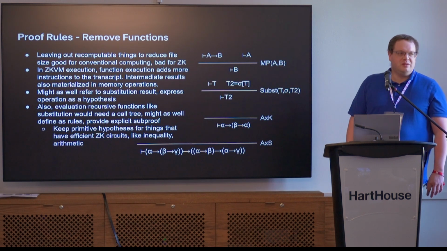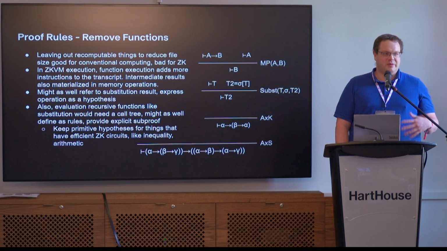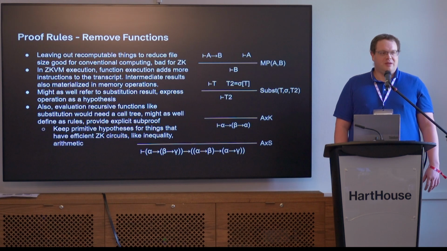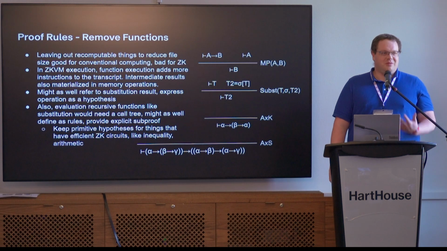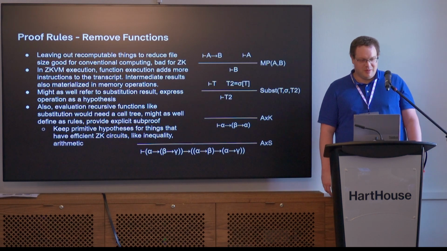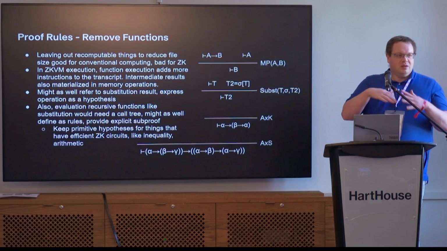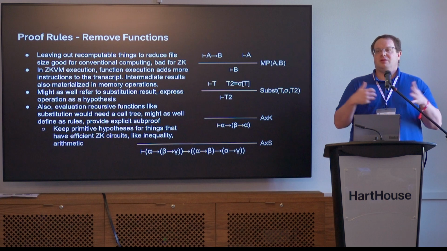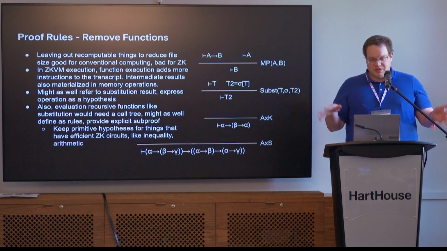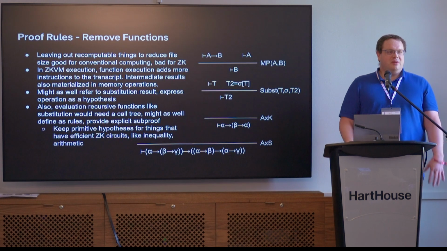So in a conventional setting, leaving any easily computable, decidably checkable things out of a proof format is good. It saves you disk space, and you can recompute it quicker than you can read the bytes from disk, maybe. But then in a ZKVM, everything shows up in the transcript. All the intermediate terms you compute into memory show up in the transcript. So the first thought here is, okay, don't try to hide these things.